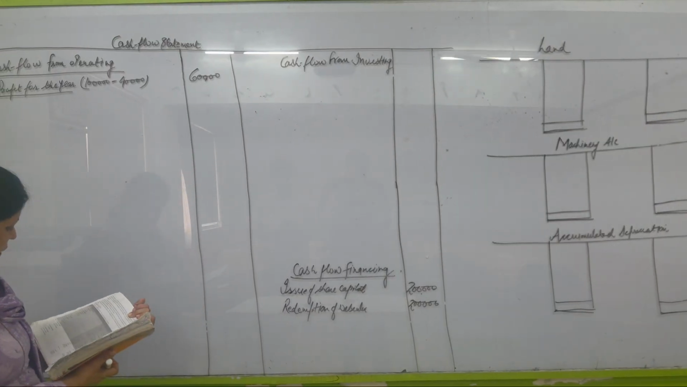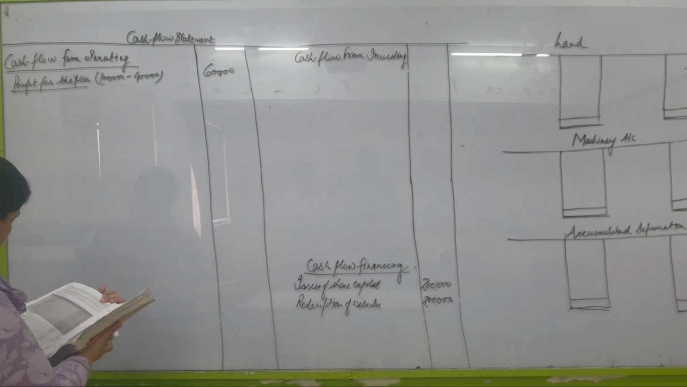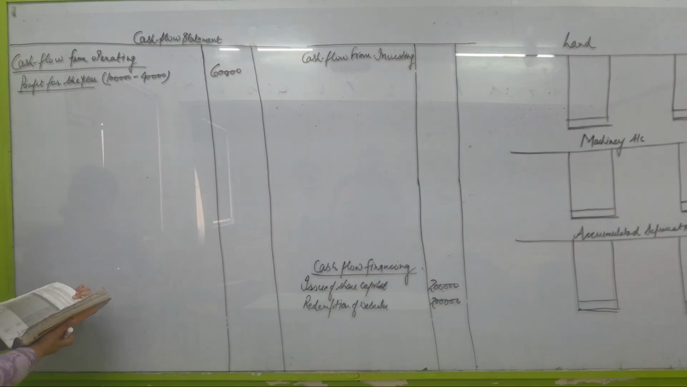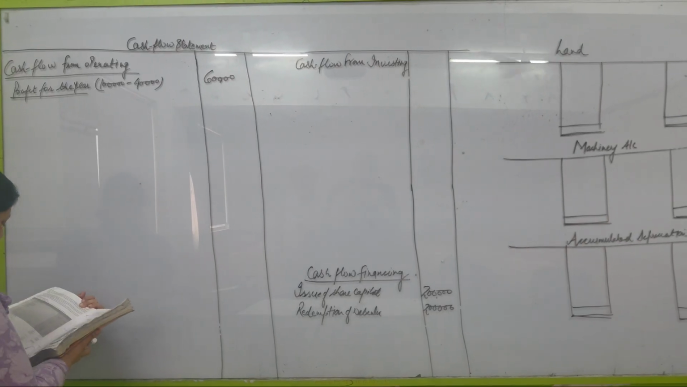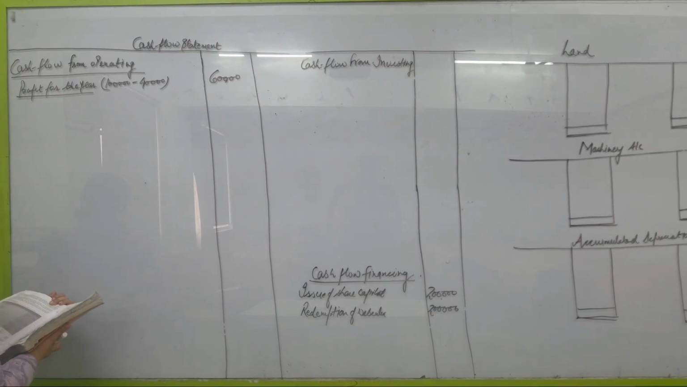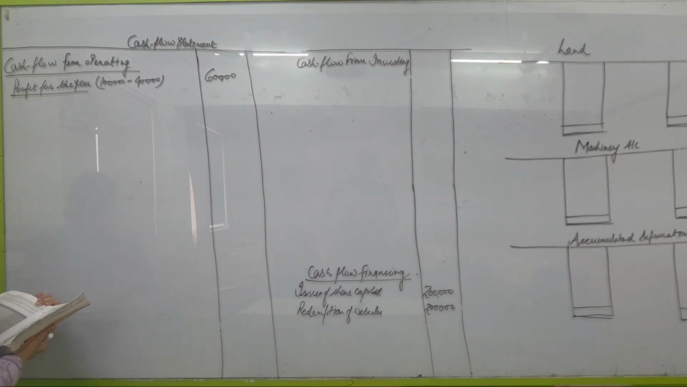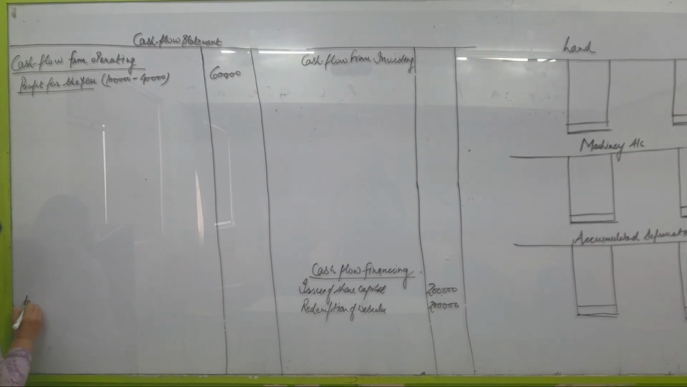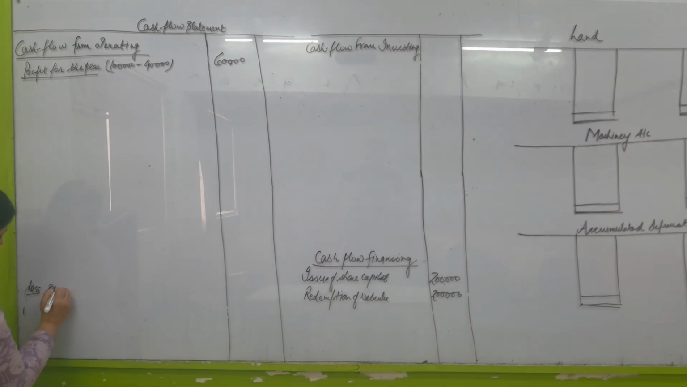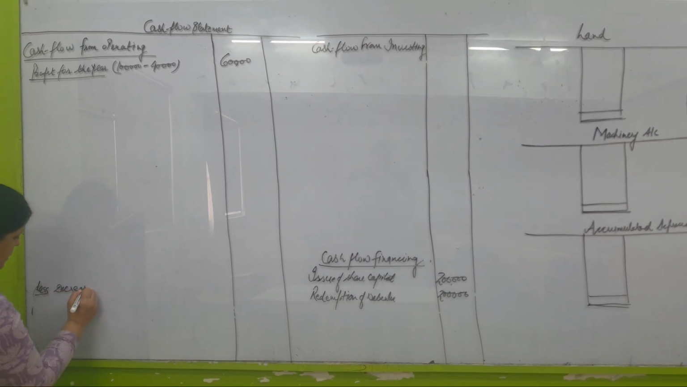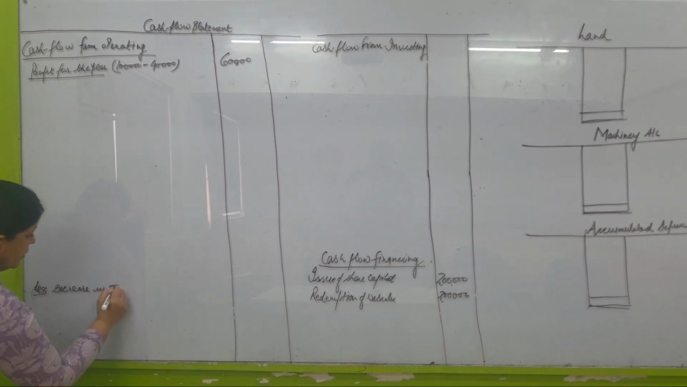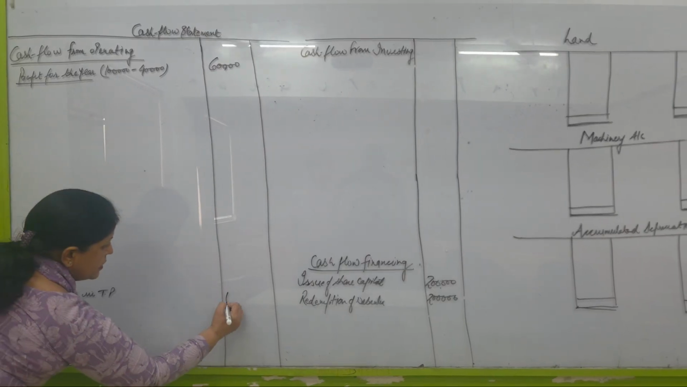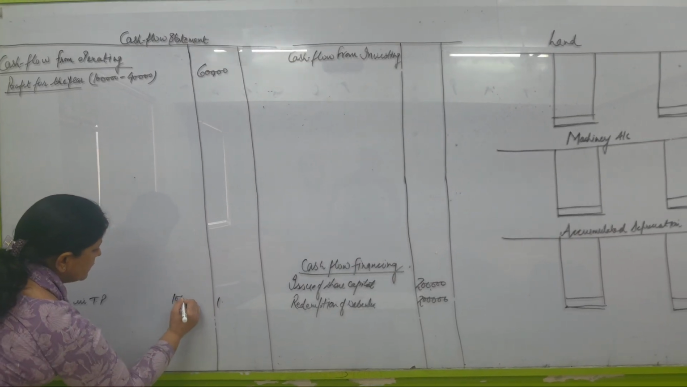Next point, trade payable, 1,55,000 and 1,45,000. Decrease in trade payable, less. Decrease in trade payables 10,000.